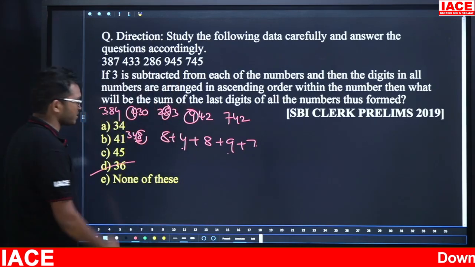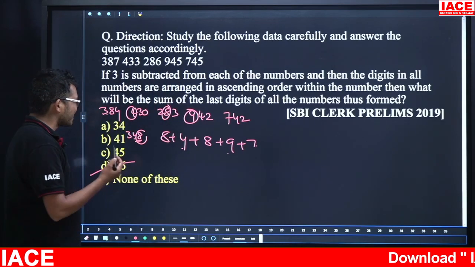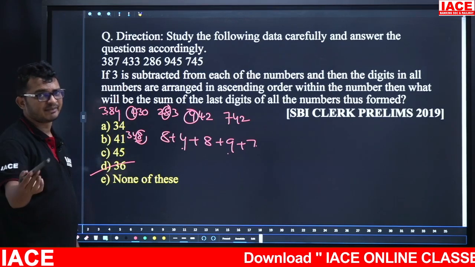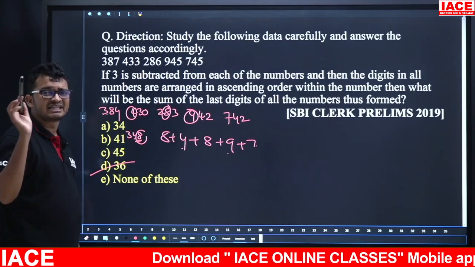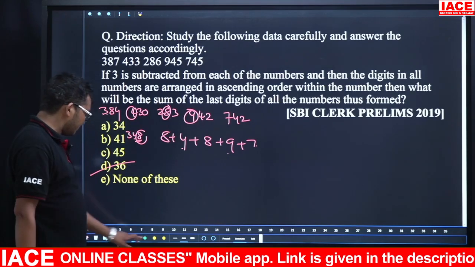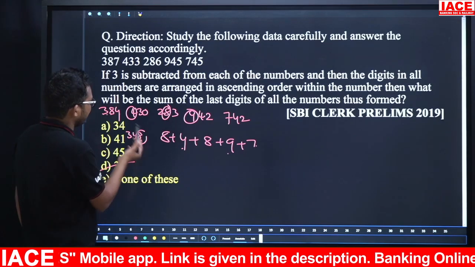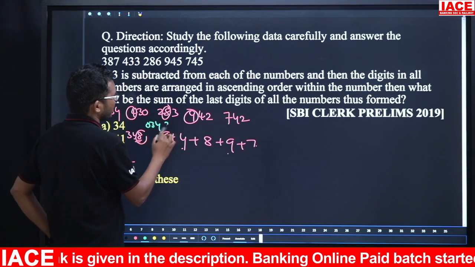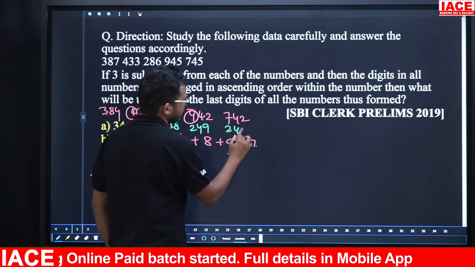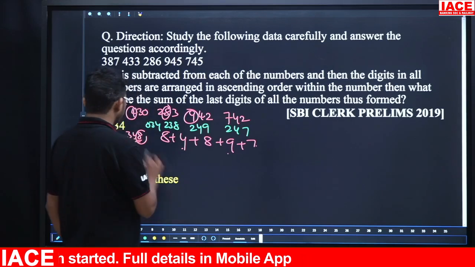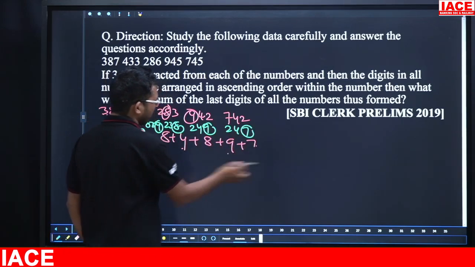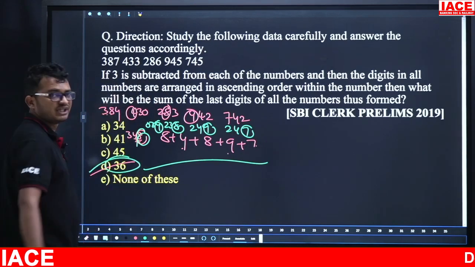16, next 20, 29 plus 7, total is 36. So the answer is option D. Friends, instead of writing the ascending order again and adding the last digits again, which will take time, in each and every number take the highest digit. The numbers are 034, 238, 249, 247. The sum of the last digits is 8, 4, 8, 9, 7. If you add them, the total is 36. Option D is the answer.